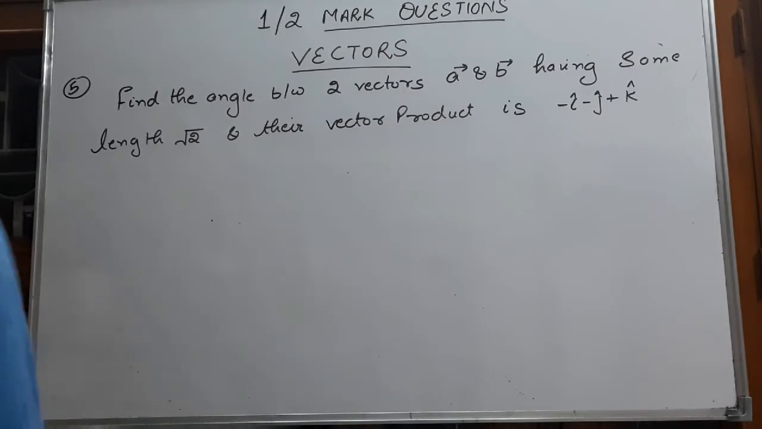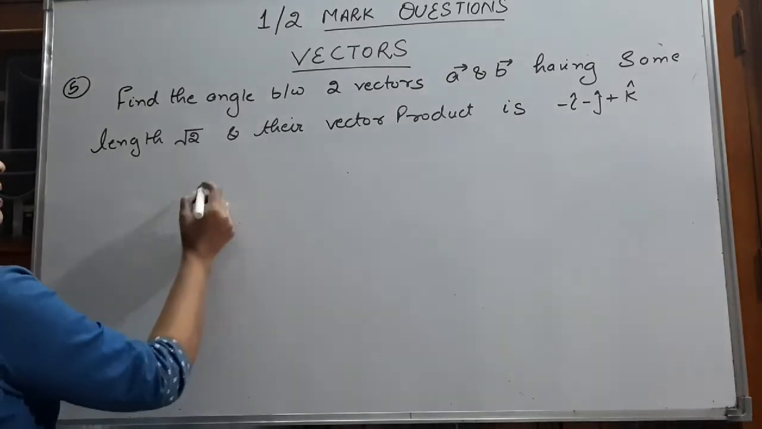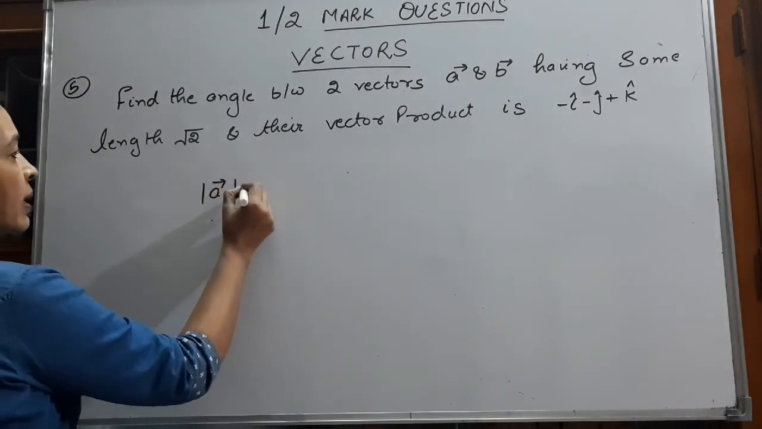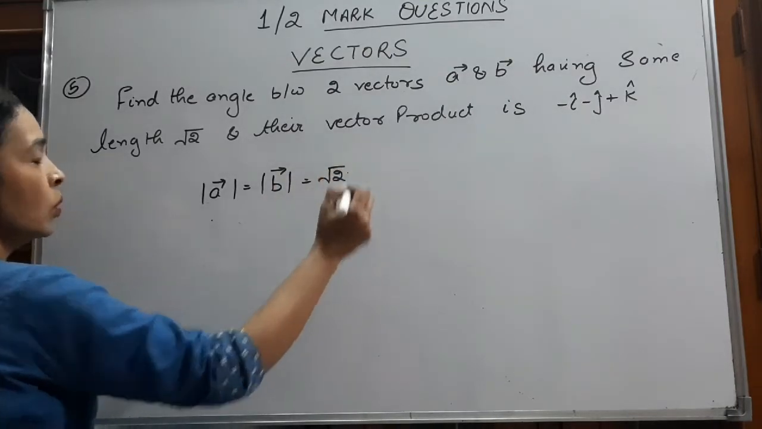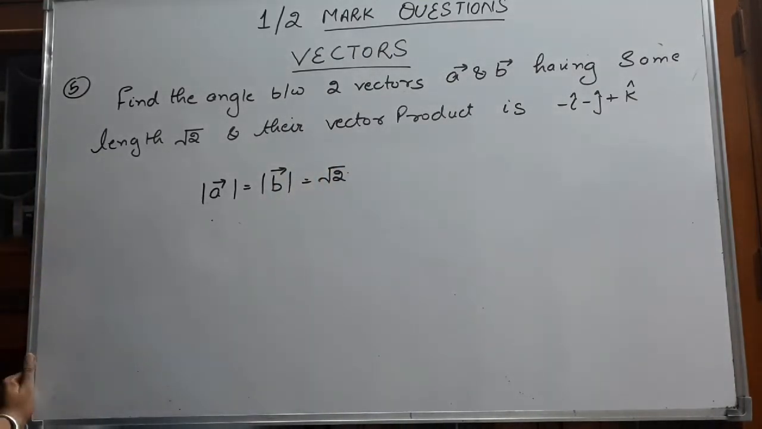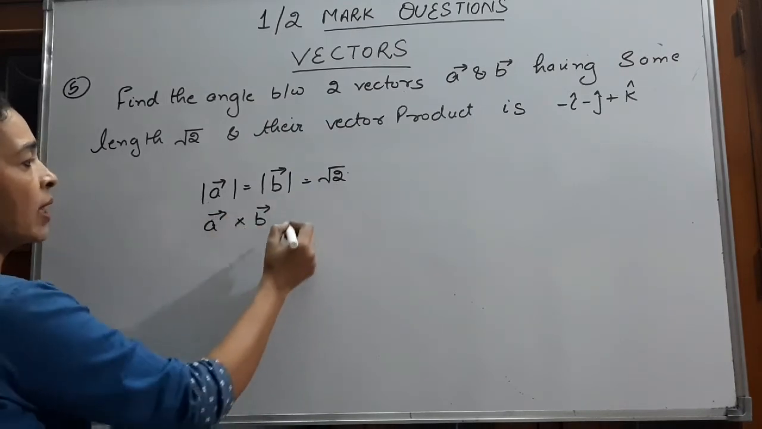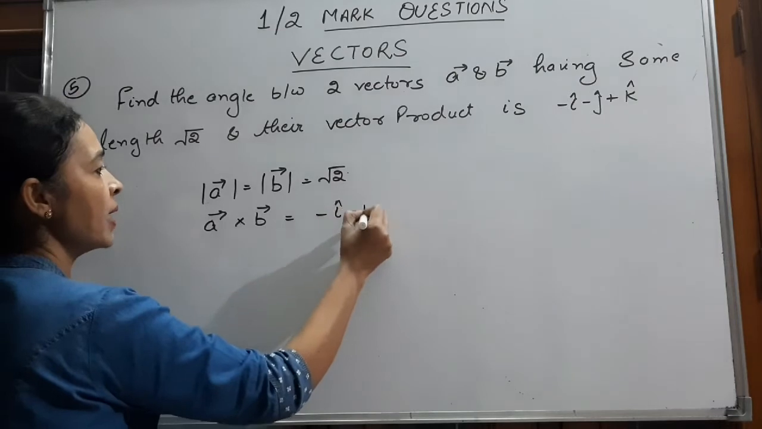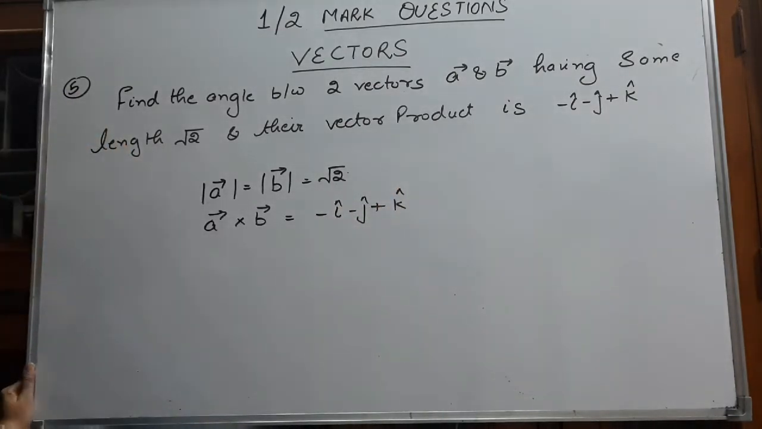Find the angle between two vectors A and B having the same length. Same length means the magnitude of vector A is equal to magnitude of vector B, which is equal to root 2. And their vector product, that is vector A cross vector B, is minus I minus j plus k. What do we have to find? We have to find the angle between these two vectors.